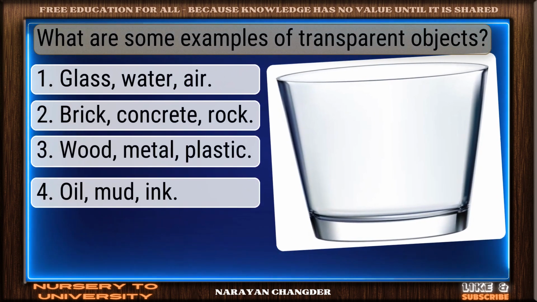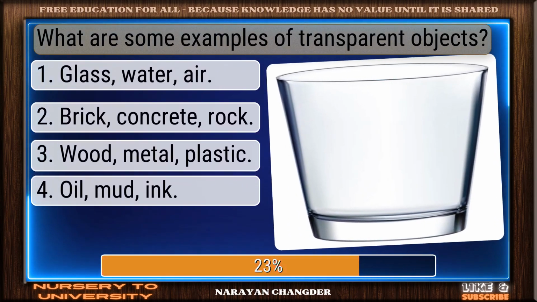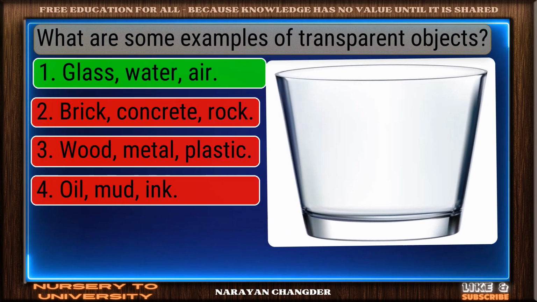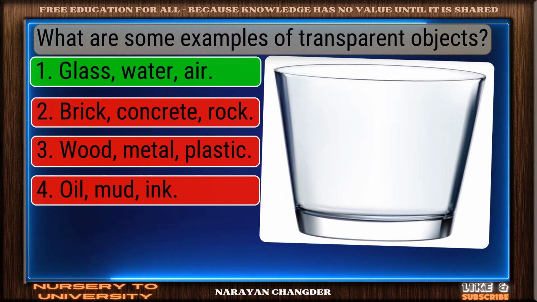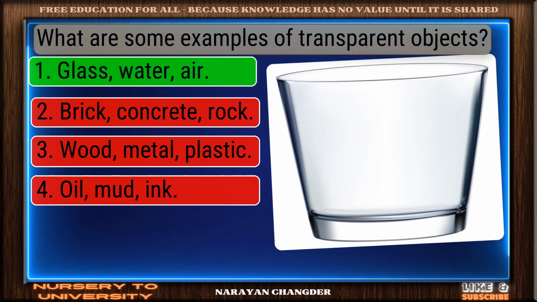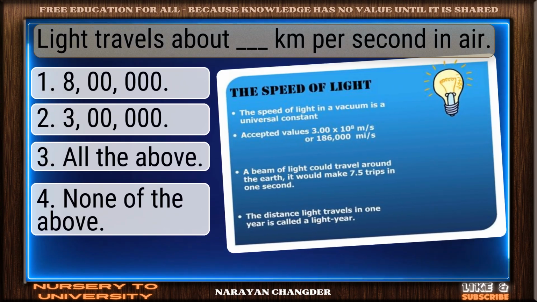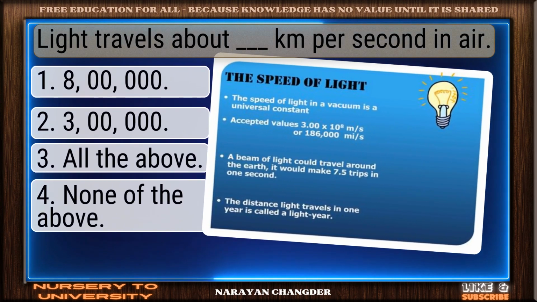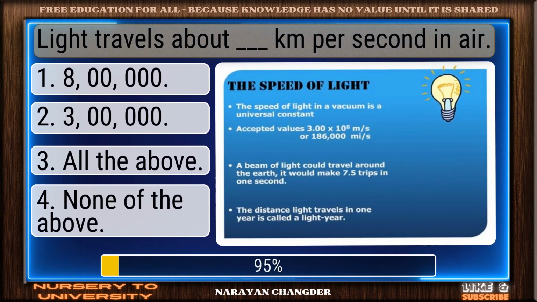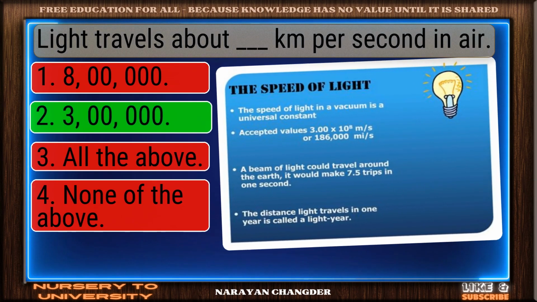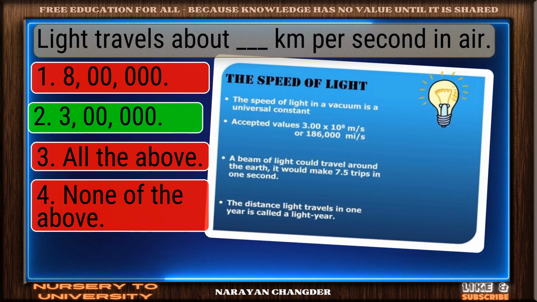What are some examples of transparent objects? Correct response. Glass, water, air is the most accurate answer. Light travels about dash km per second in air. Well picked. 300,000 is the correct answer.